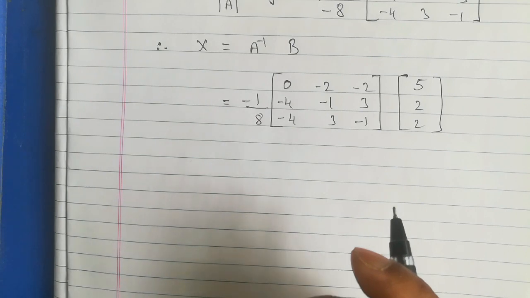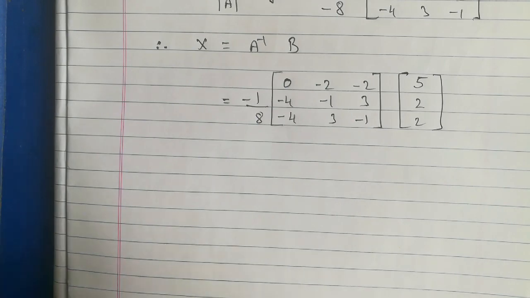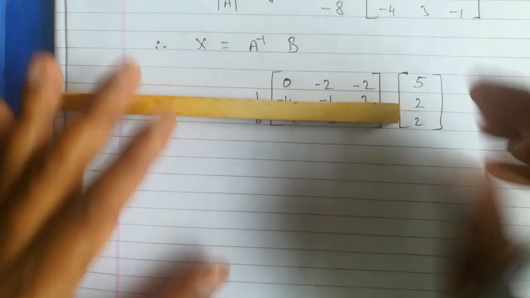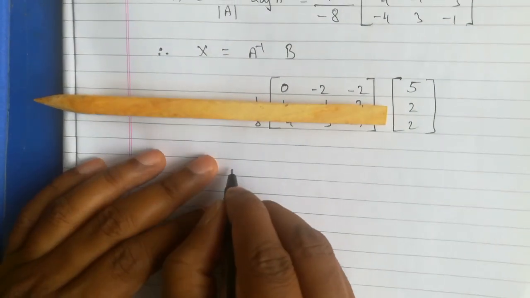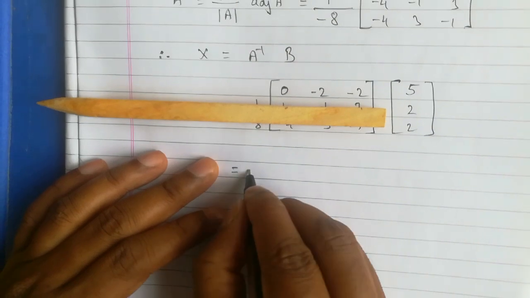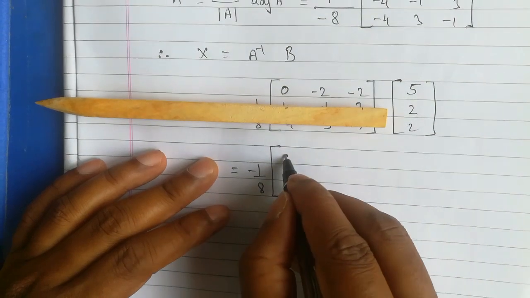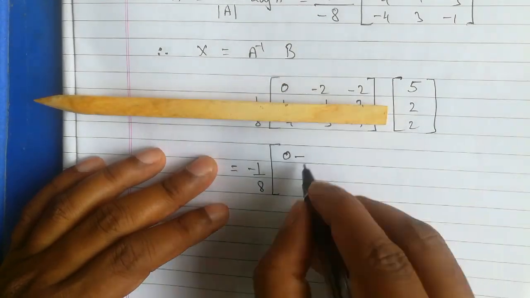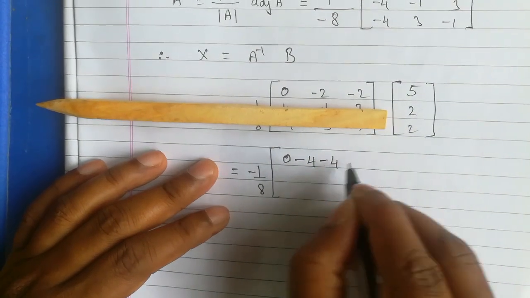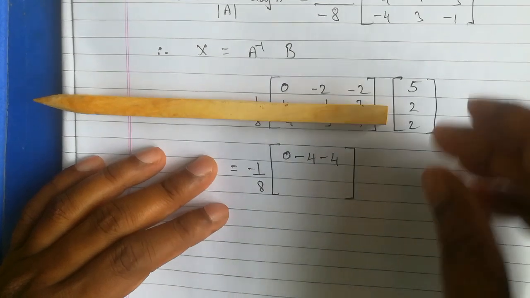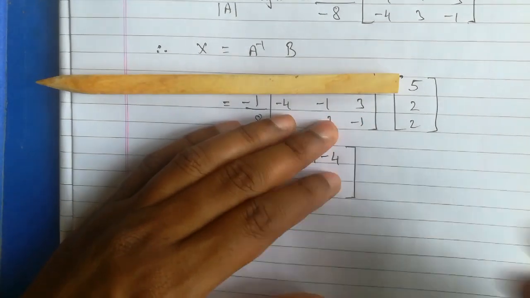Now we want to multiply this term. We know the matrix multiplication. We'll take the first term and multiply with this. Minus 1 by 8, 0 into 5, 0, minus 2 into 2, minus 4, minus 2 into 2, minus 4. So first row and column we multiplied. Now we'll multiply with this.